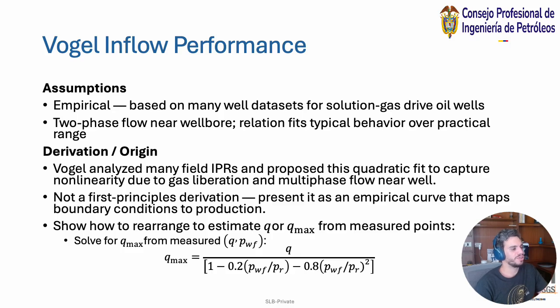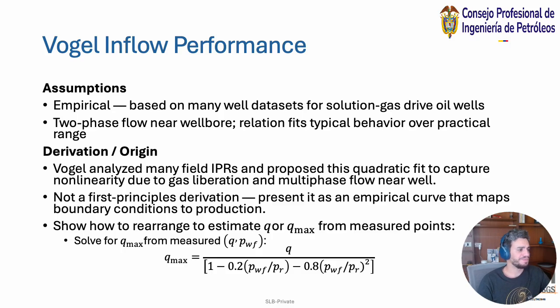And it is a two-phase flow near the wellbore, which we've made. Again, we went a layer deeper, right? Now we're entering this two-phase flow, and its relation fits typical behavior over a practical range. And now let's go through the origin or the derivation. Since this is an empirical equation, we cannot necessarily explain it mathematically, but we can understand the rationale, the fact that it is derived by curve-fitting production data from many wells.